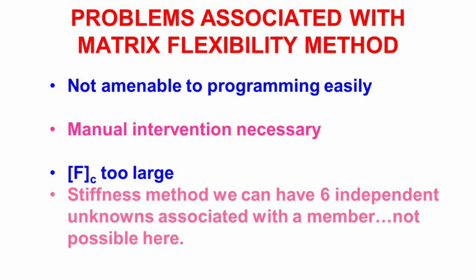Next is that here some manual intervention is definitely necessary. Even if we can write a program for a specific set of problems, manual intervention will be definitely necessary. Hence, the method is not suitable for automation as in the case of the direct stiffness approach. So at the end, we have to use manual intervention. Only then we can get the remaining internal forces. But in the case of the stiffness approach, we were getting all the 6 member forces at the end in a compact form.